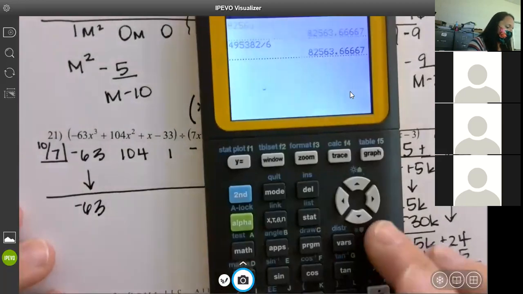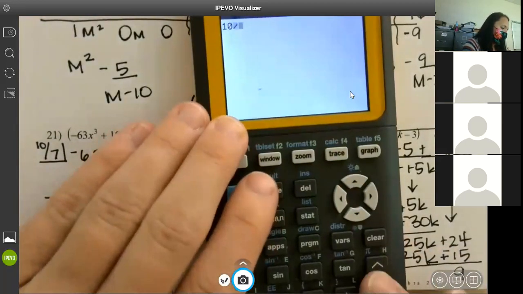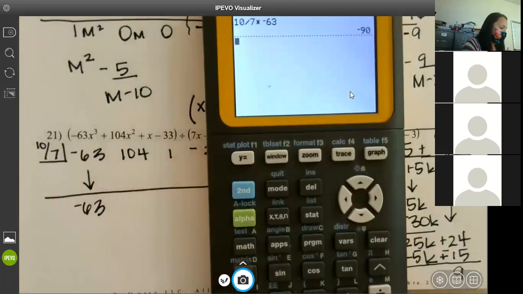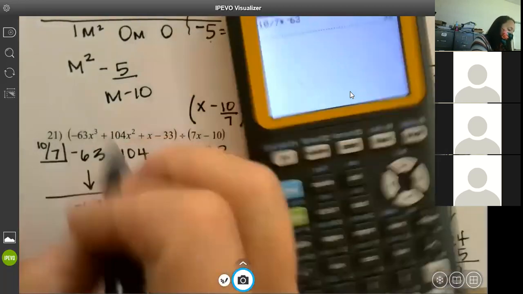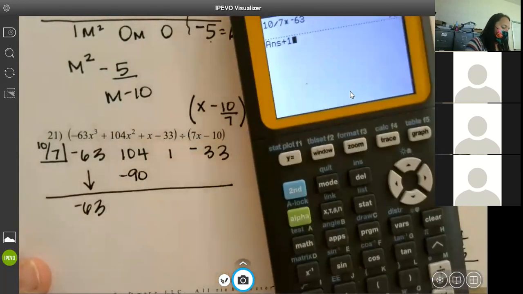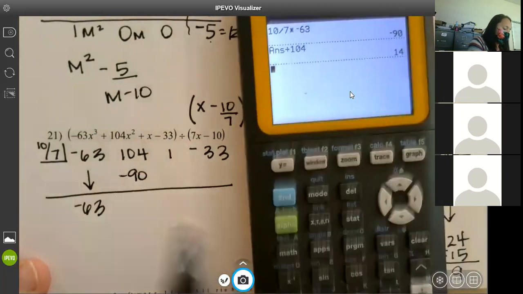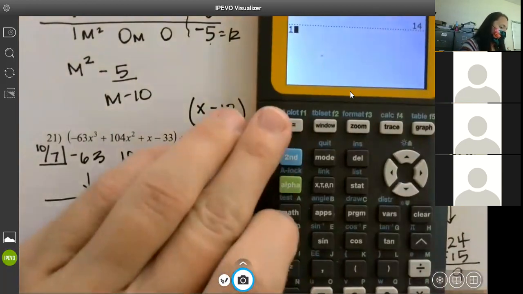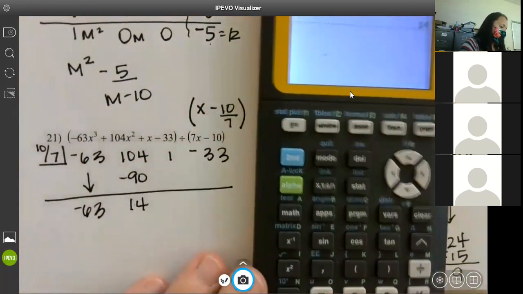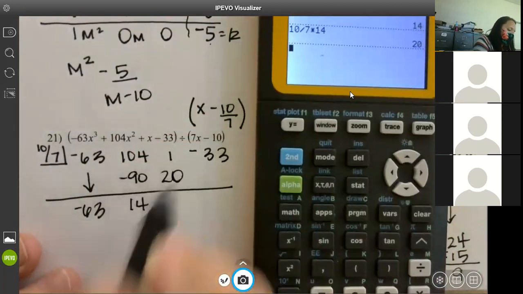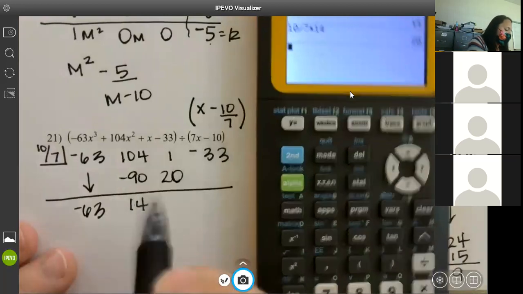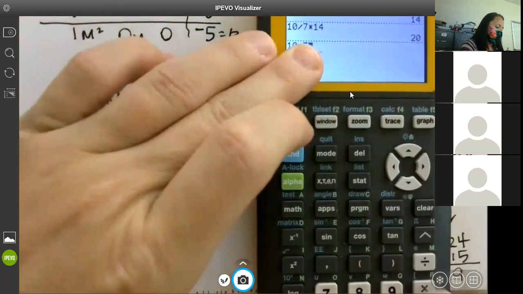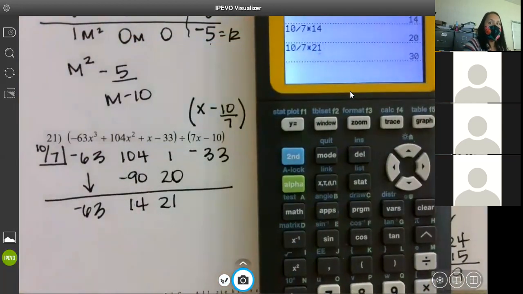You can do this in your calculator if you like. I do it in my head, but if you can't, that's fine. 10 divided by 7 times negative 63 gives you what? Negative 90. We're going to add that to 104. What do we get? Remember I told you everything down here would be divisible by 7. 14. Yep. 10 divided by 7 times 14 is 20. Plus 1 is 21, which is divisible by 7. So 10 over 7 times 21 gives you 30.